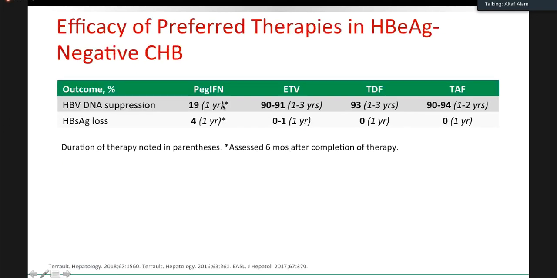Results of treatment: HBV DNA suppression in about 20% with interferon and very high after 1 to 3 years of therapy with all oral drugs. Surface antigen loss, 4% at 1 year, probably 9% at the end of 5 years with interferon, whereas almost zero, even with 8 years of treatment with oral drugs. So in E antigen negative disease, surface antigen does not become negative with oral therapy. So you should remember that. And that's why the need for long-term therapy.